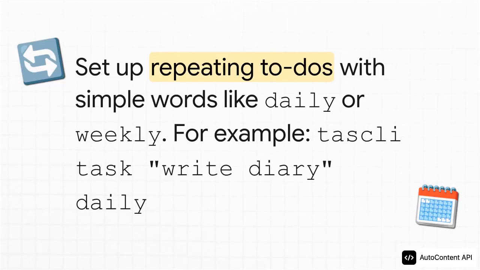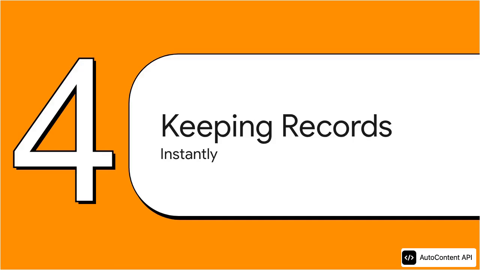And you know those recurring tasks, the habits you're trying to build? Well, that's just as easy. You just tell it to write diary and add the word daily. That's it. The tool just figures it out and keeps adding it to your list for you. But wait, there's more. This tool isn't just about the future, about what you need to do. It's also about the past and what you've already done.